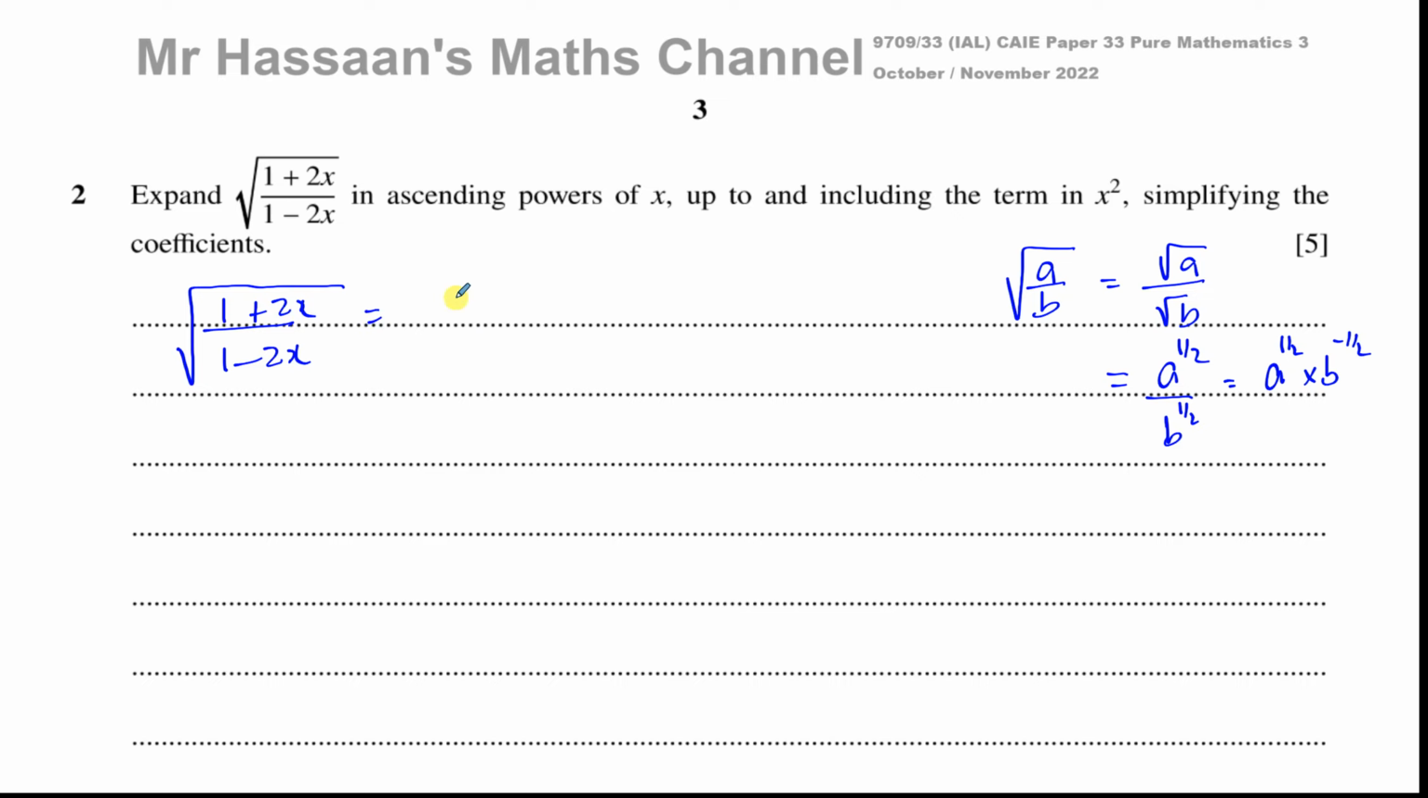So this can be written as (1 plus 2x) to the power of a half multiplied by (1 minus 2x) to the power of negative a half, from these rules here. All right, so now I'm going to expand (1 plus 2x) to the power of a half. I'm going to expand that up to and including the term in x squared.